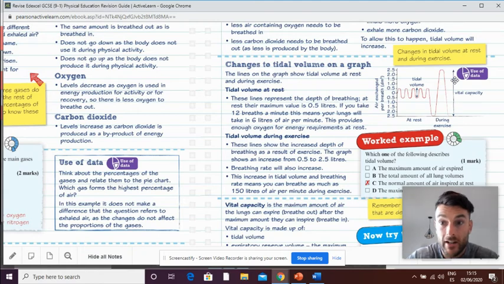So tidal volume will increase as you exercise, but it can never increase above vital capacity. Vital capacity is the maximum level that your lungs have. If you're breathing as deep as you can, vital capacity is that limit, whereas tidal volume is what you're using at that moment. But the tidal volume can never go to vital capacity.